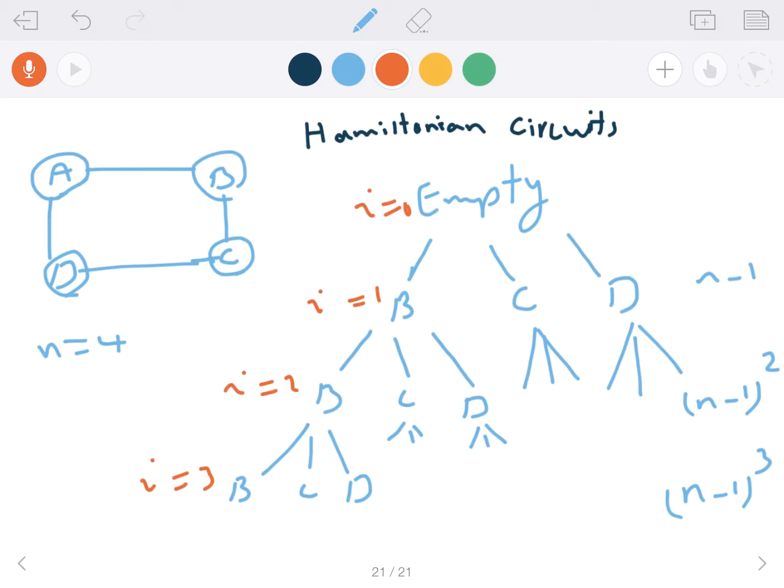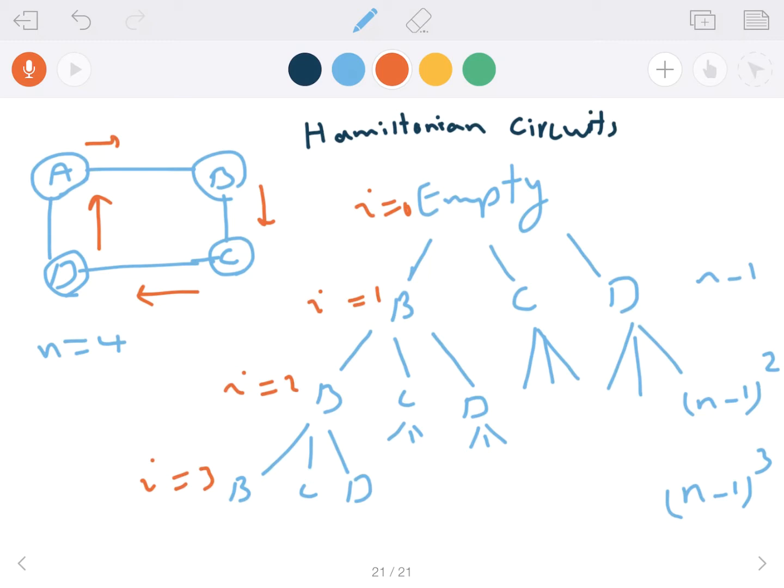So one solution, and the only solution in this graph, is starting from A, going to B, B to C, C to D, and finally from D going back to A. So that's a Hamiltonian circuit, and we visited every node exactly once, and the start and destination are both A, the same node.